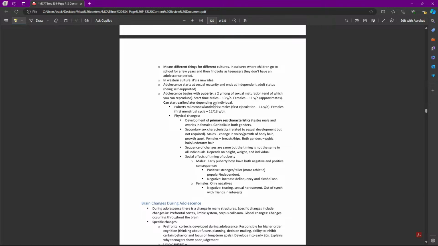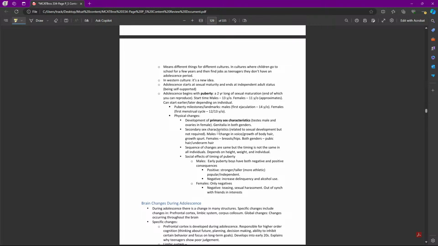Adolescence begins at puberty, a 2-year-long period of sexual maturation, which ends when they can reproduce. Starting time for males is 13, females can be 11. They can start earlier or later. Puberty milestones. Males: first ejaculation at 14. Females: first menstruation at 12 to 13.